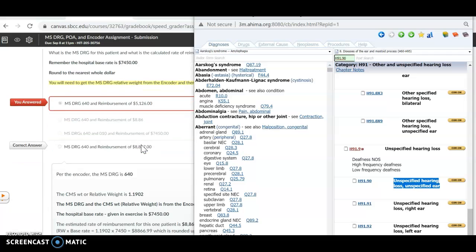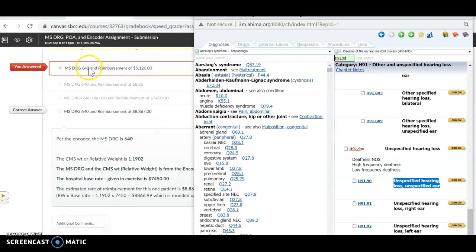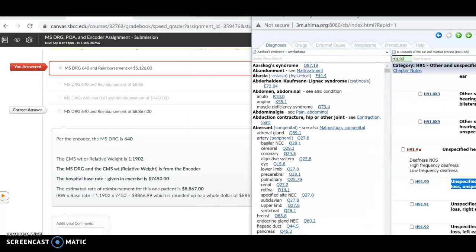And the very last one you had here, remember we need to take that relative weight, which is 1.902, and we need to times it by the hospital base rate, which gives us, we round it up, which gives us the 8,000. So yes, the MSDRG 640.